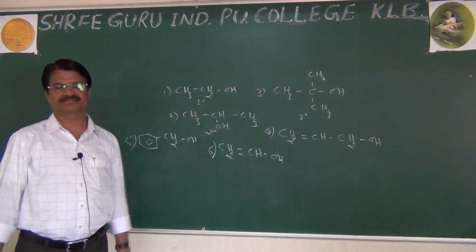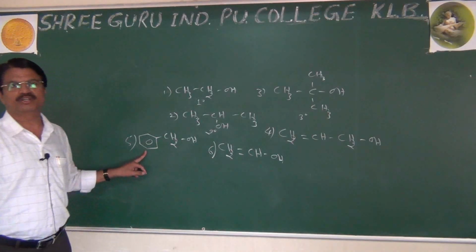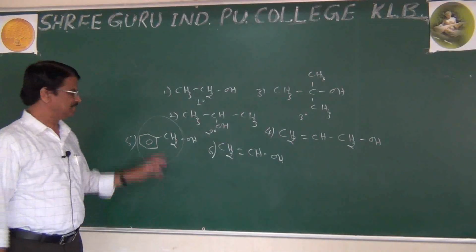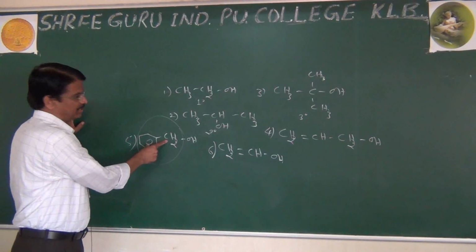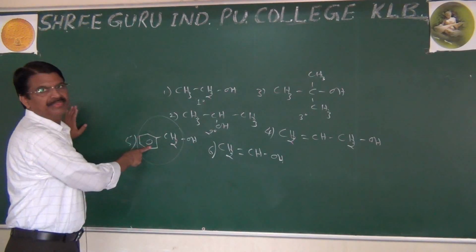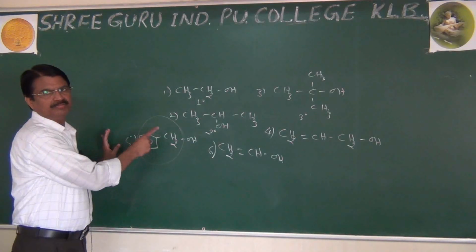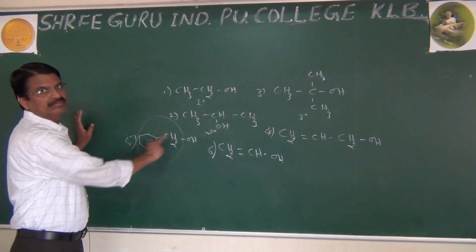Primary, secondary, tertiary. Next, compound number 5 is said to be a benzylic alcohol, because there is a CH2 attached to a carbon of the benzene ring. This carbon is directly attached to it. Now it is said to be benzyl. Therefore, it is named benzyl alcohol. Now, the IUPAC name is phenyl methanol.